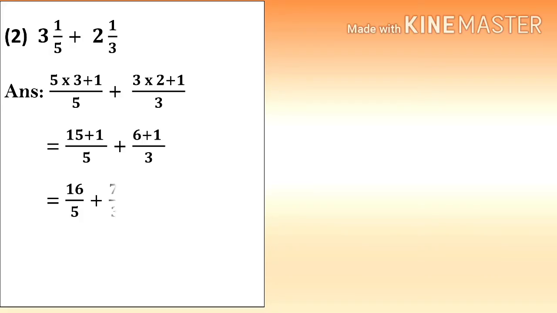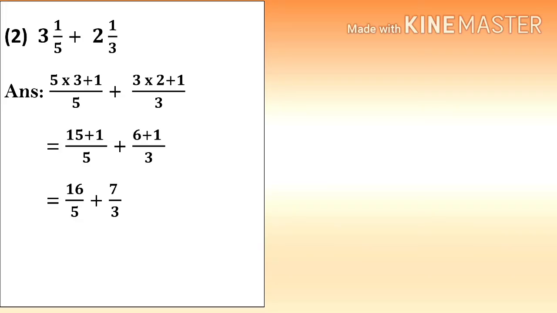The second sum is given: 3 1/5 plus 2 1/3. First we will convert the mixed fractions into improper fractions. So here we get 16/5 plus 7/3. Here the denominator is not the same.